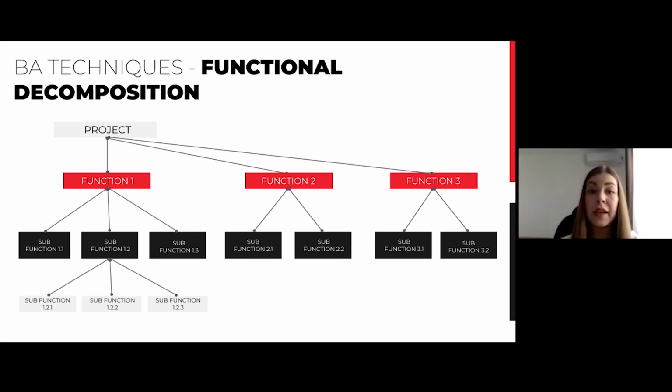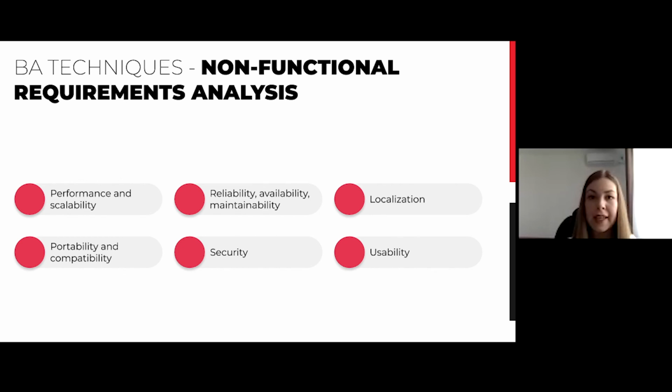As a result of the functional decomposition, we usually have a software requirements specification document that is provided to the client, and this document covers the scope of work, a list of the features, time, effort, and the financial effort that this project will require. So the next technique is non-functional requirements analysis.